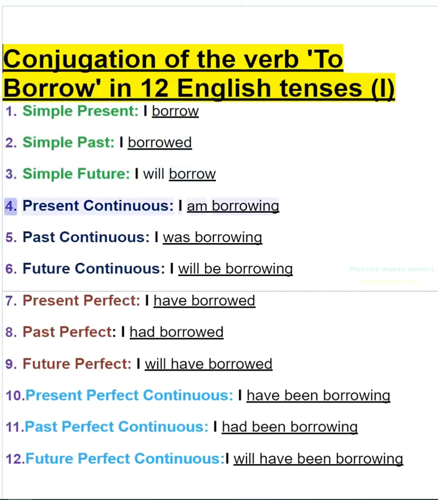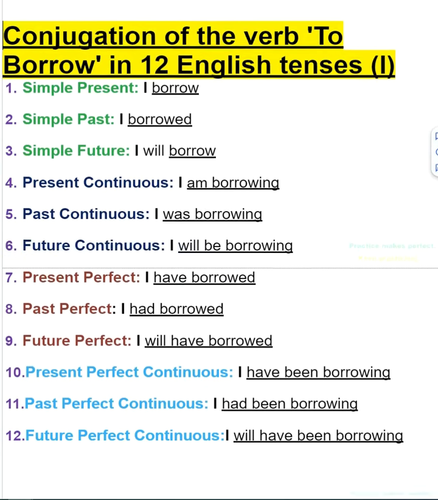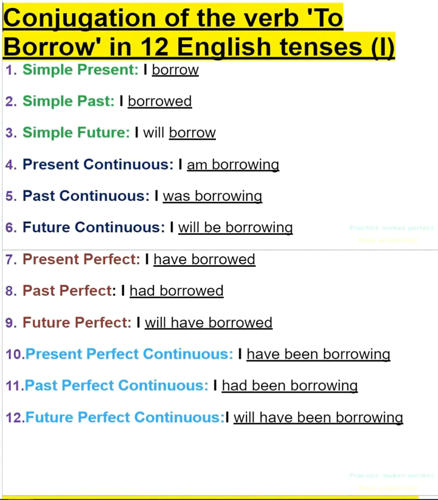4. Present continuous, I am borrowing. 5. Past continuous, I was borrowing. 6. Future continuous, I will be borrowing. 7. Present perfect, I have borrowed.